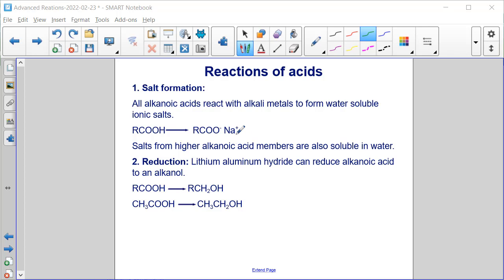The second type of reaction that acids can participate in is reduction. So in this first example, we have some R group, some alkyl group, and then our carboxylic acid. And the reduction occurs to produce this alcohol. And then also here, this carboxylic acid reduced to an alcohol. Lithium aluminum hydride can also reduce alkanoic acid, is what's used here to reduce this alkanoic acid to an alkanol. Okay, that's our reducing agent.